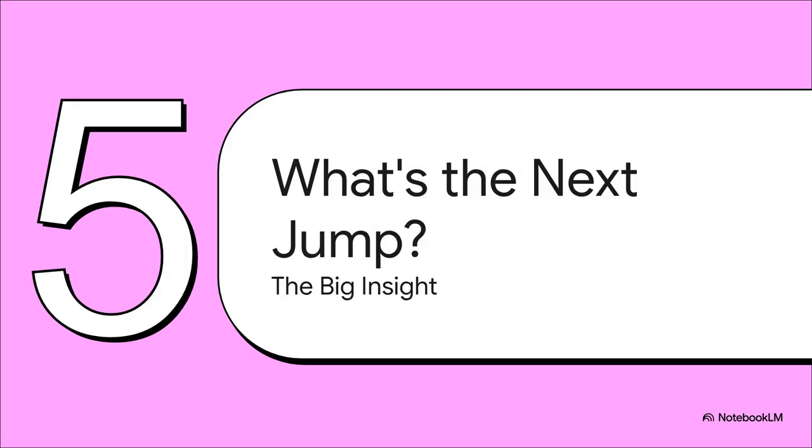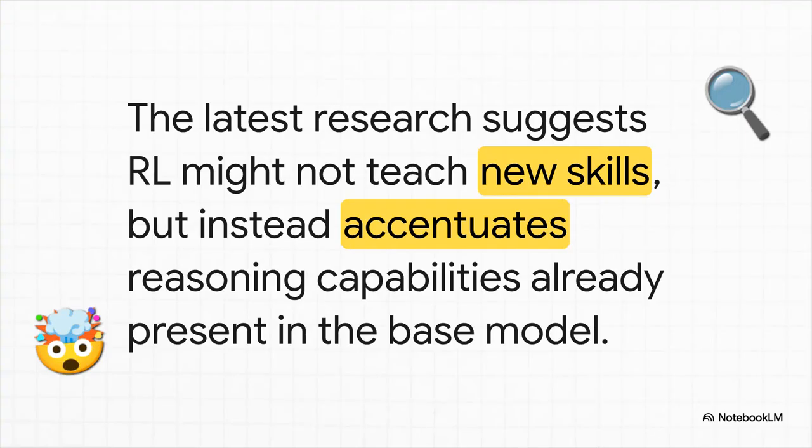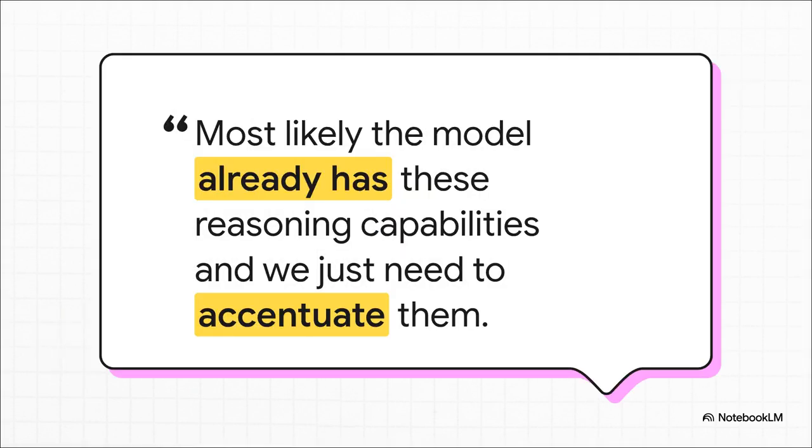So, what's the big takeaway here? What's the next jump? Well, here's where things get really interesting. The big insight from a lot of recent research is that reinforcement learning might not actually be teaching the AI totally new skills. Yeah, this quote from the DeepSeek paper puts it perfectly. It says, "Most likely, the model already has these reasoning capabilities, and we just need to accentuate them." Think about that. The abilities were already there, hidden in the model after that massive pre-training phase. They were baked into the cake all along.